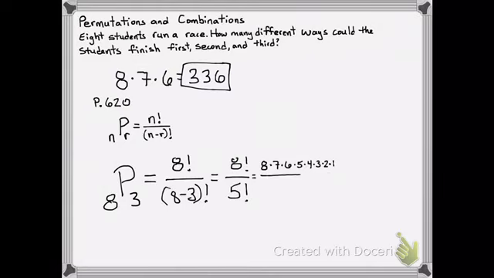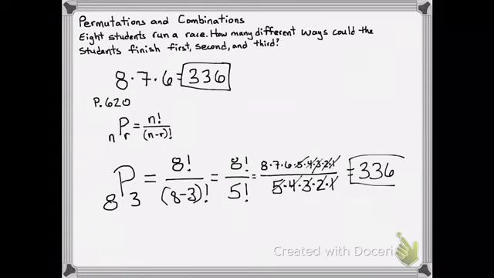In the denominator, we have 5 factorial. Well, that means 5 times 4 times 3 times 2 times 1. Take a look at what happens. 1's cancel, 2's, 3's reduce, 4's reduce, 5's reduce, and OMG, we're left with 8 times 7 times 6, which is 336, exactly what we got up here when we did the problem just by looking at the counting principle.